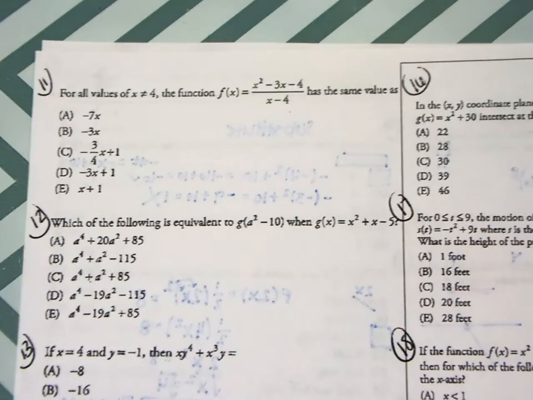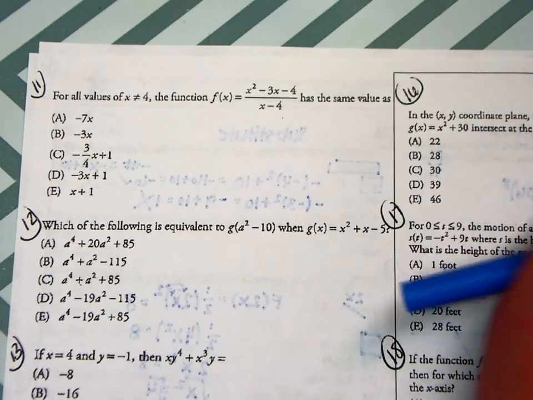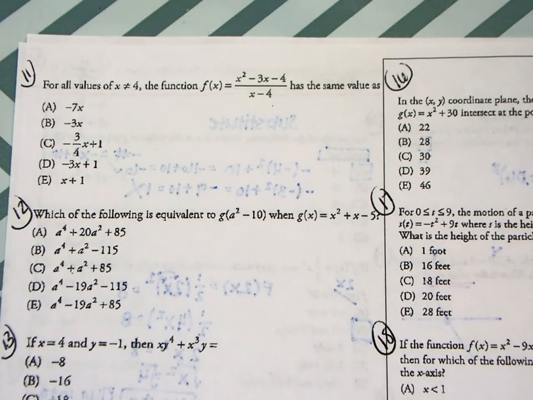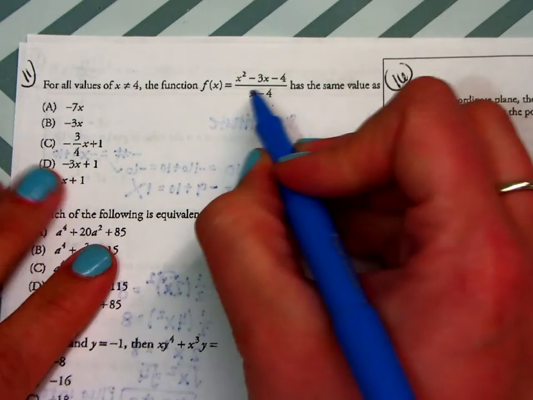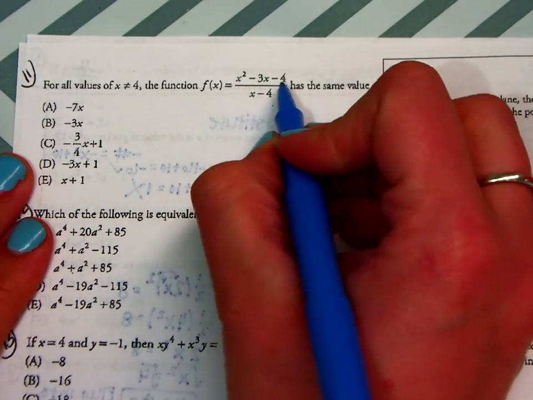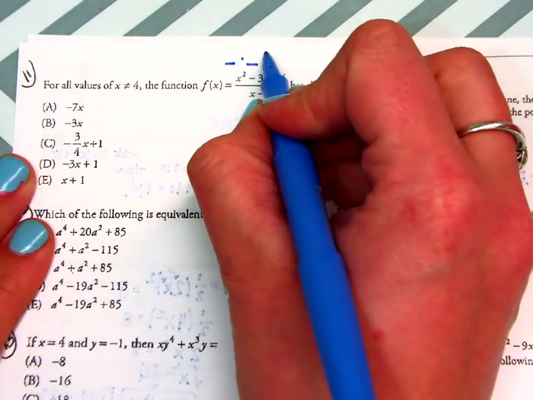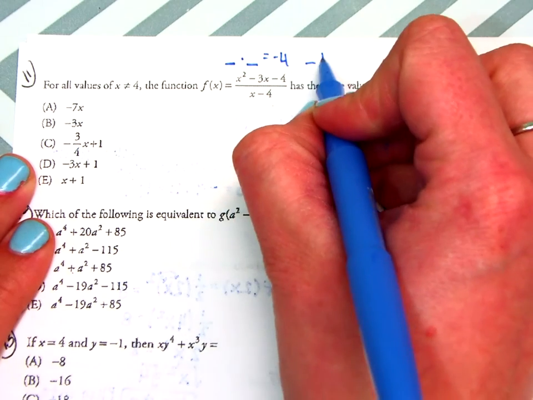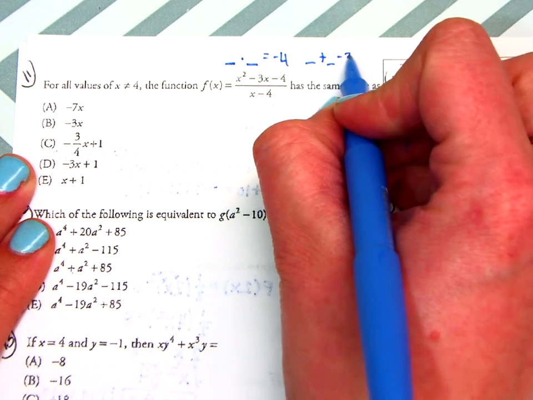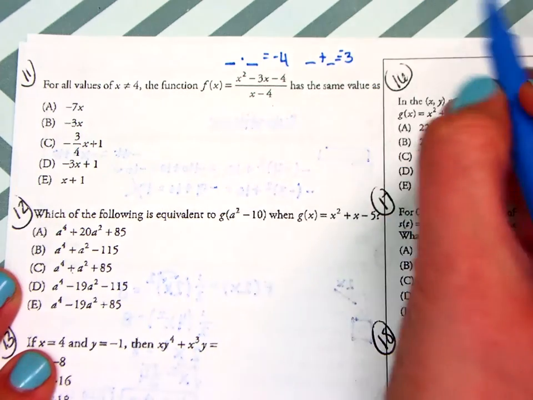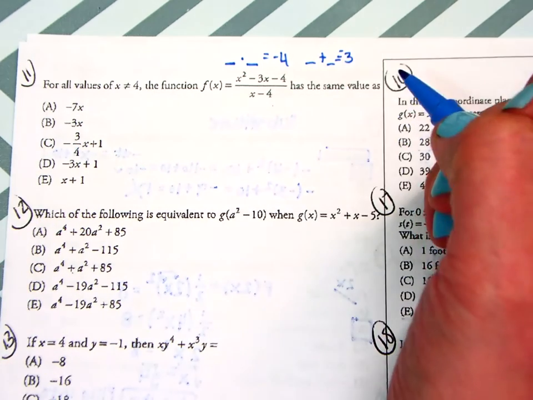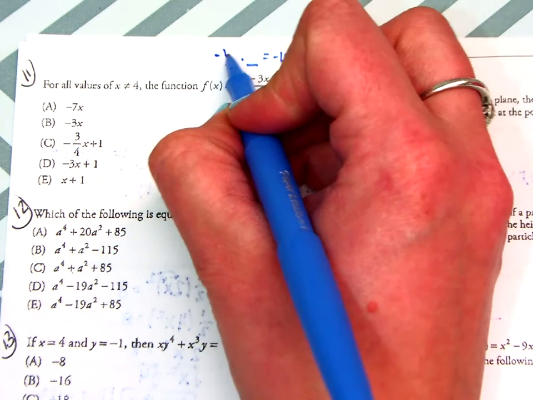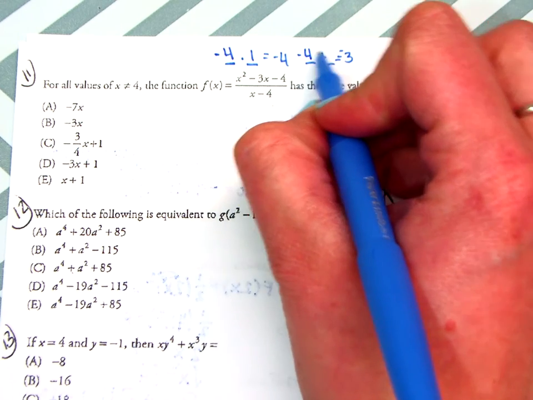Number 11. It says for all values of x not equal to 4, f of x equals x squared minus 3x minus 4 all over x minus 4. So what you need to do is actually factor the top. So you're looking for two numbers that multiply to equal negative 4. And those same two numbers have to add to equal negative 3. Those two numbers are negative 4 and positive 1.